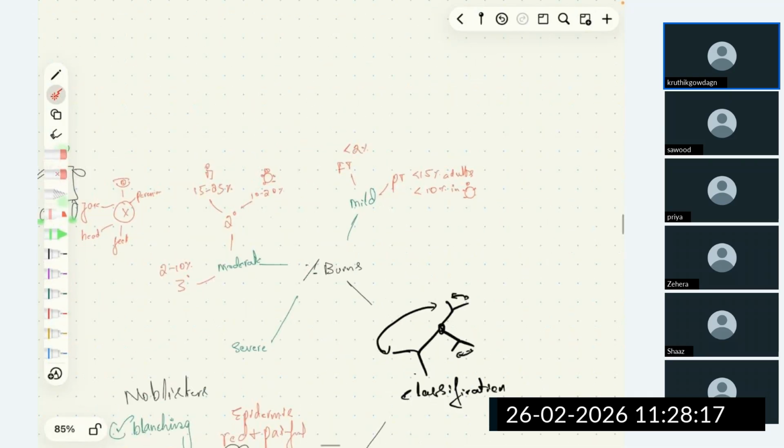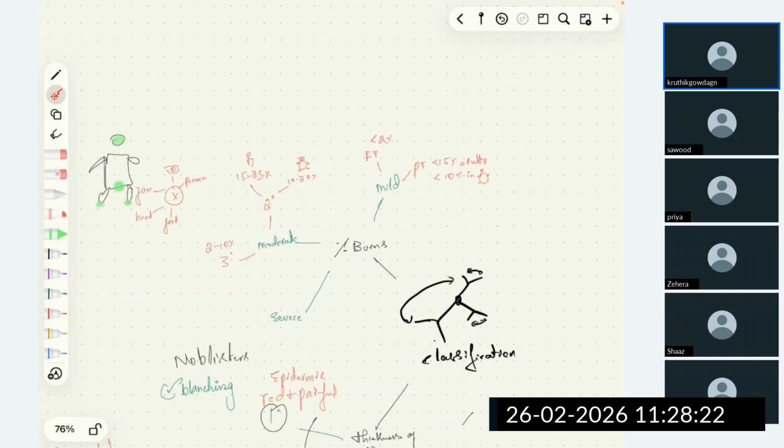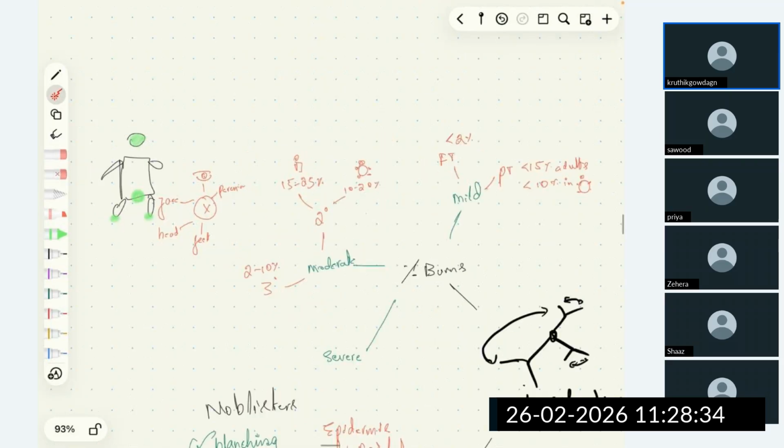What is moderate degree burn? Second degree burns 15 to 25% in adults, 10 to 20% in children. Third degree 2 to 10%, it's considered as moderate burn. And also there is an important point to remember: if there is involvement of perineum, feet and face area, it's considered as severe burn. Even if it comes under 15 to 25% burn, if these areas are involved, it's considered as severe burn.